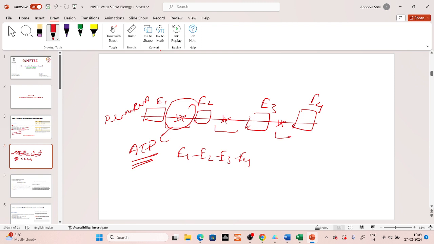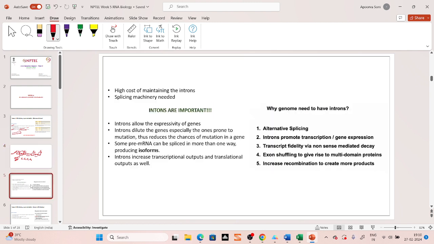For now, anything which is of waste, our body will not keep it. Anything which is energetically expensive and of no use, our body will not keep it. Over the period of evolution, it will go. But because introns are not going, that means introns have some very specific roles. And now we'll see what those roles are because of which intronic regions are needed.